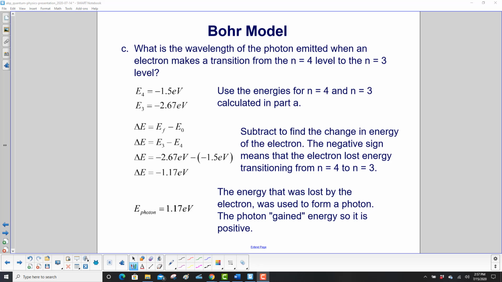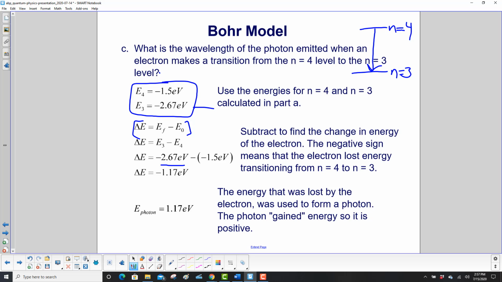energy level. What is the wavelength of the photon emitted when an electron makes a transition from the n equal 4 level to the n equal 3? Okay, so it's going to a smaller energy level. The electron is, so that energy is released with the photon. So we have our two energy levels for 4 and 3. The difference in energy is E final minus E initial. So it's minus 2.67 eV, that's the third energy level, minus a minus 1.5 eV. So the change in energy is negative 1.17 eV.